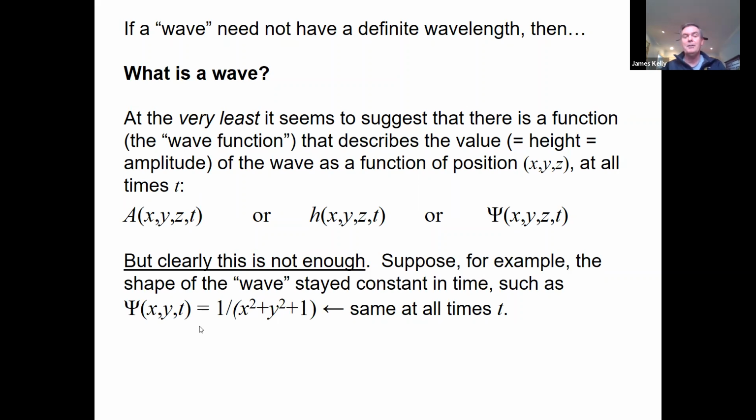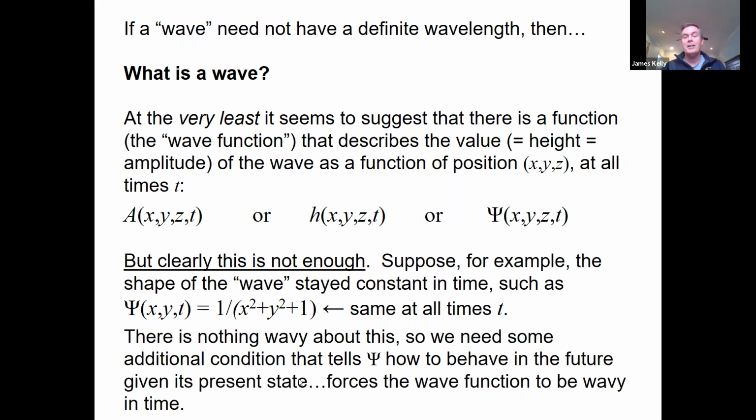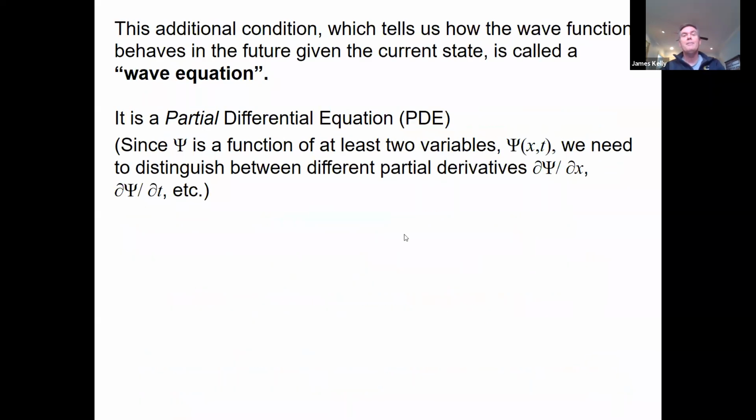So even though it's the kind of description we want to make for a wave, we wouldn't want to call it a wave. We need something more than just that function. There's nothing wavy about it. What's going to determine how that function wiggles and jiggles in time, and whether we're going to call it a wave? And that is, we need a partial differential equation that's called a wave equation.